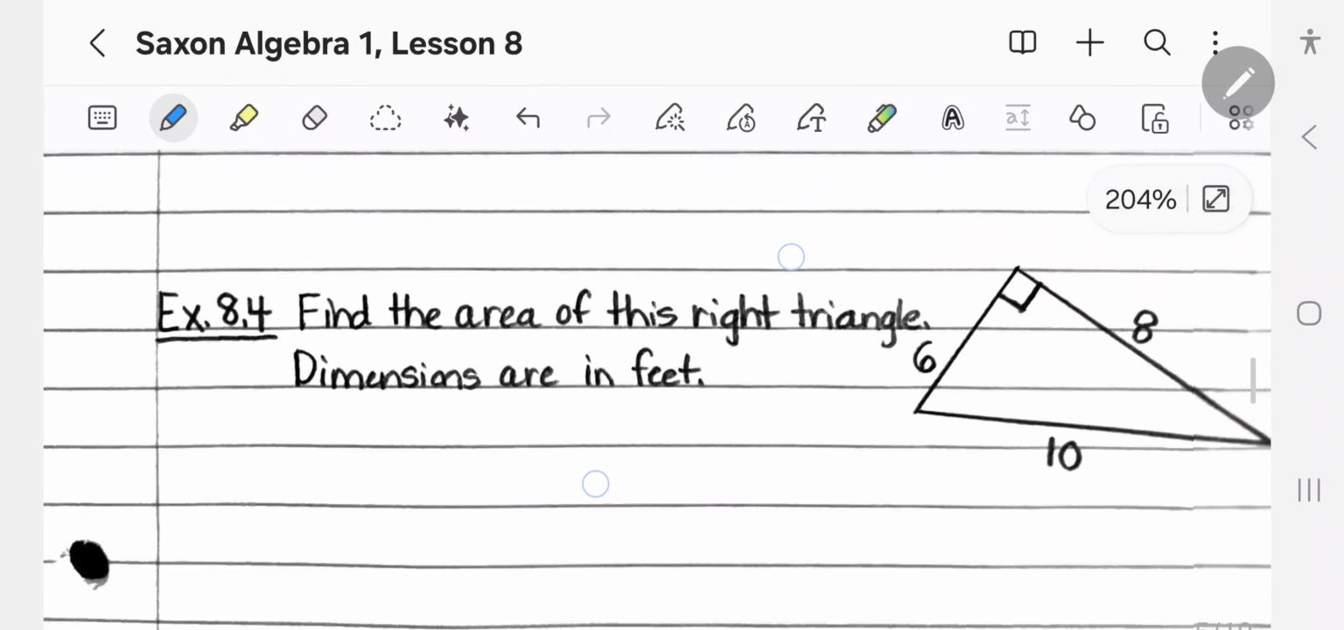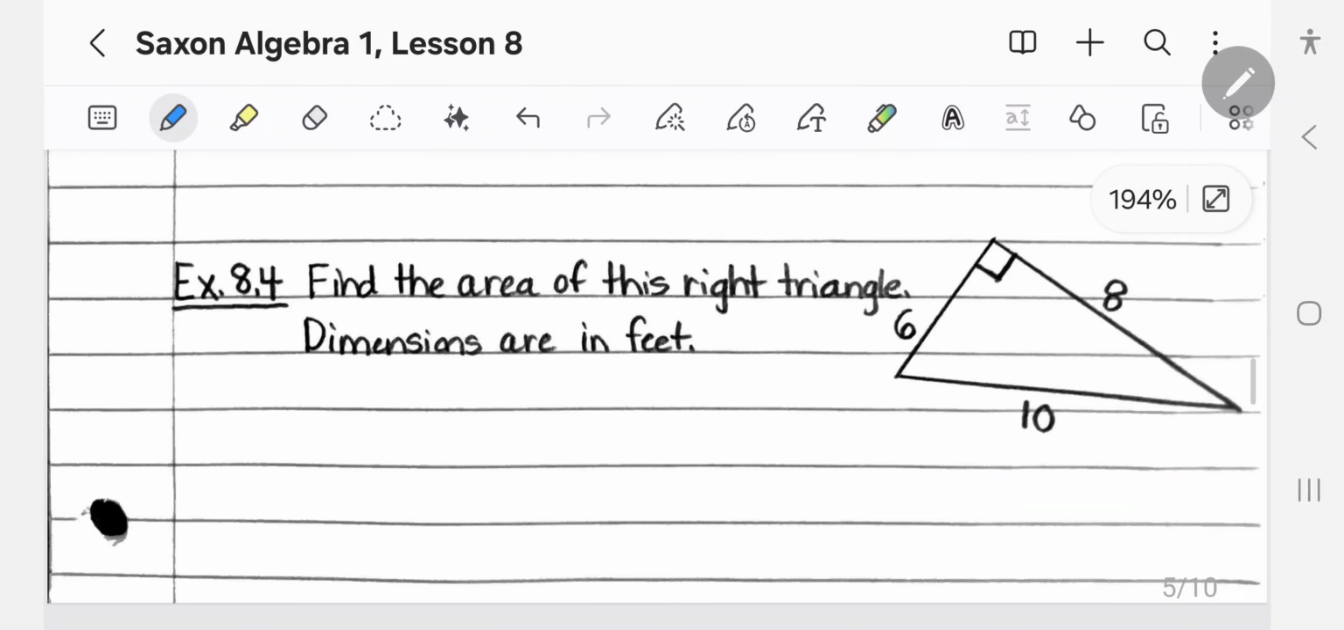Example 8.4. Find the area of this right triangle. Dimensions are in feet. Now they spun it around a little bit here for me. The tendency for most students is to use whatever the triangle is sitting on as the base. But the problem would be we don't know the height. We need a perpendicular height here. And since we do not know that, we cannot use the 10 as the base.